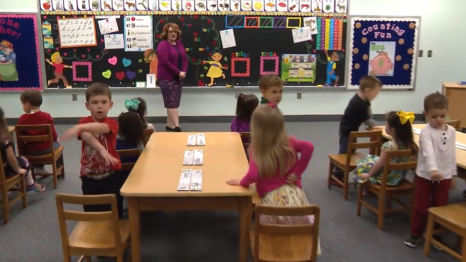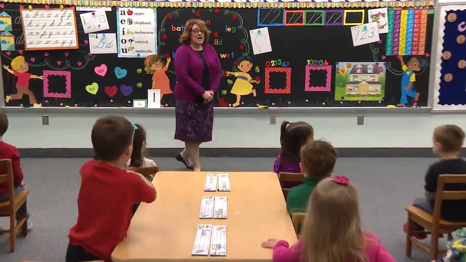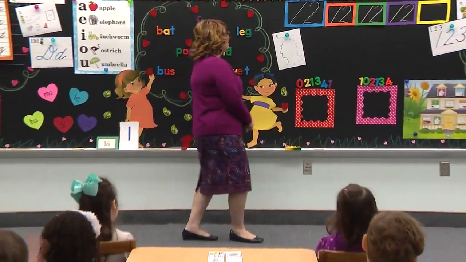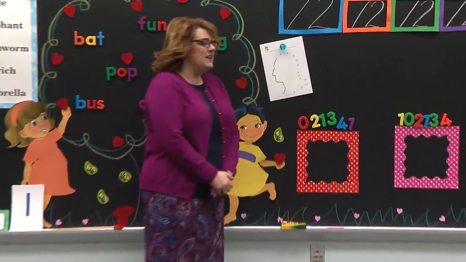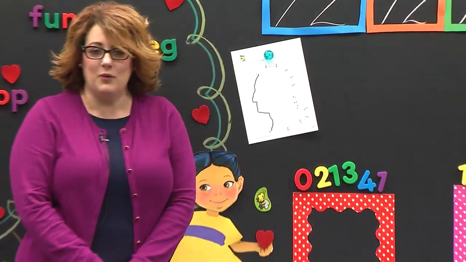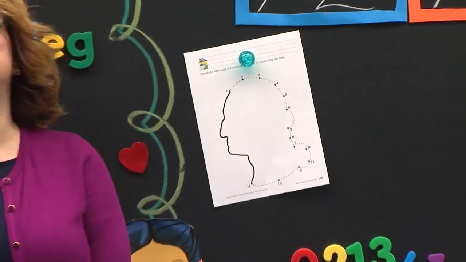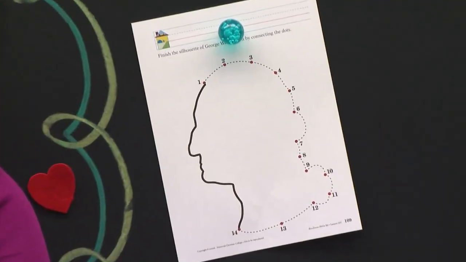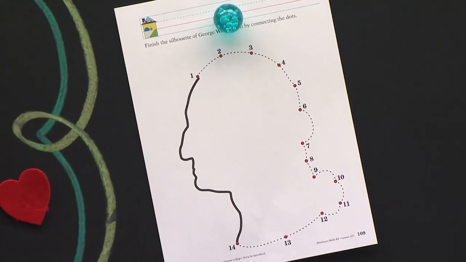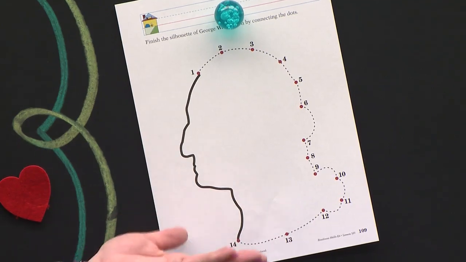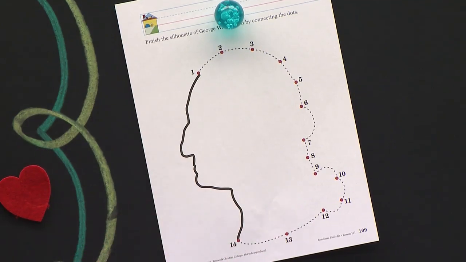We are off to a great start, and I'm excited about that. Let's look at our paper today. It looks like we're going to make another silhouette. Do you remember what a silhouette is? A shadow. A shadow, that's right. It's an outline of a shadow. And this silhouette is of the very first president of the United States of America. We've talked about this man before.